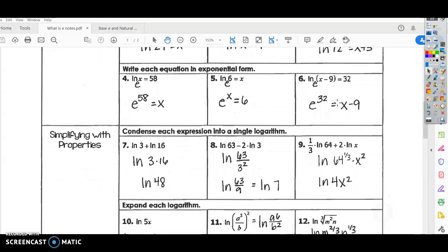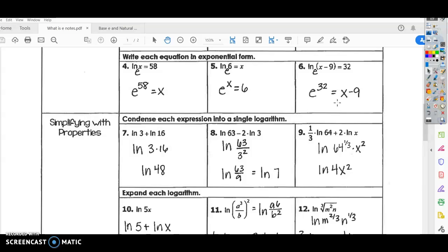Going the other direction, we want to write in exponential form. So that means the base, even though there's no base there, you can assume it to be E. You can see this E has been written in here. So there was no base, but we know that's base E. So it's going to be E to the 58th power equals x. And remember, that's 2.71 something raised to the 58th power. So that's going to be a really large number there. Here, exponential form, e to the x power equals 6.